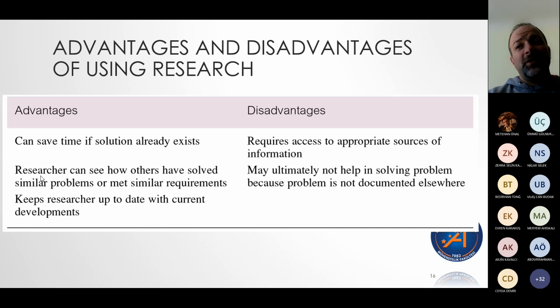We can also see, if we don't have an exact solution that's the same as what we're trying to create, we might be able to find a place where somebody has already done something similar. We could see how they went about solving the problem, and maybe use a similar approach to solving our problem. At the very least, it can keep us up to date with current developments. You'll hear the phrase state of the art a lot. State of the art means the latest technology, or the latest way of doing something, or the latest methodology that exists for how to do certain things.